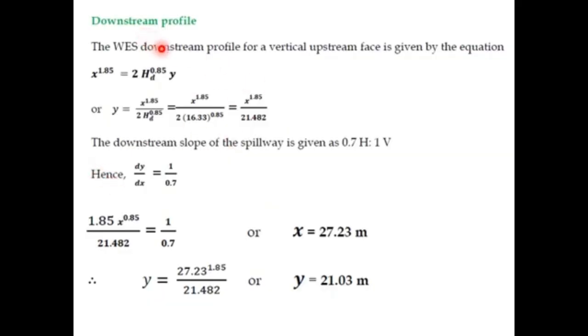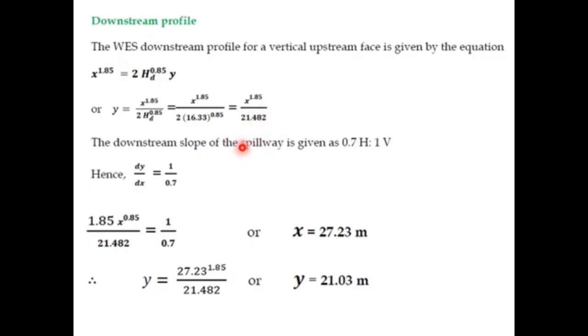Now the downstream profile, which is the WES downstream profile for the vertical upstream face, is given by this formula, x to the power of 1.85 equals HD to the power of 0.85 times y. We can get the value of y by substituting the value of HD as 16.33, so y is equal to x to the power of 1.85 divided by 21.48.